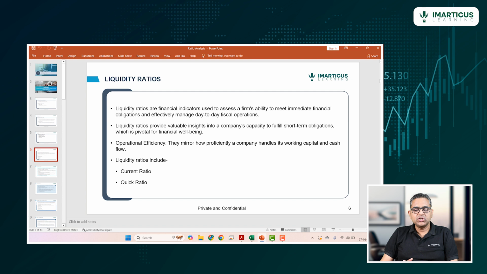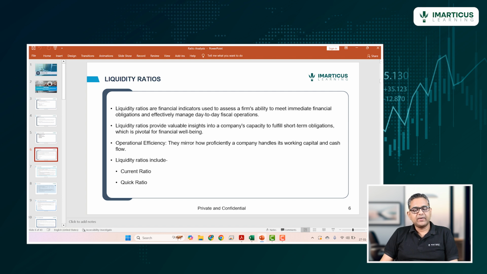So, what are my immediate financial obligations, right? For example, short-term debt which we need to pay down this year, or there are some salary payables, or we need to pay some creditors, rent payable. All these are current liabilities. So, does the company have the ability to pay its current liabilities effectively? That we capture through liquidity ratios.